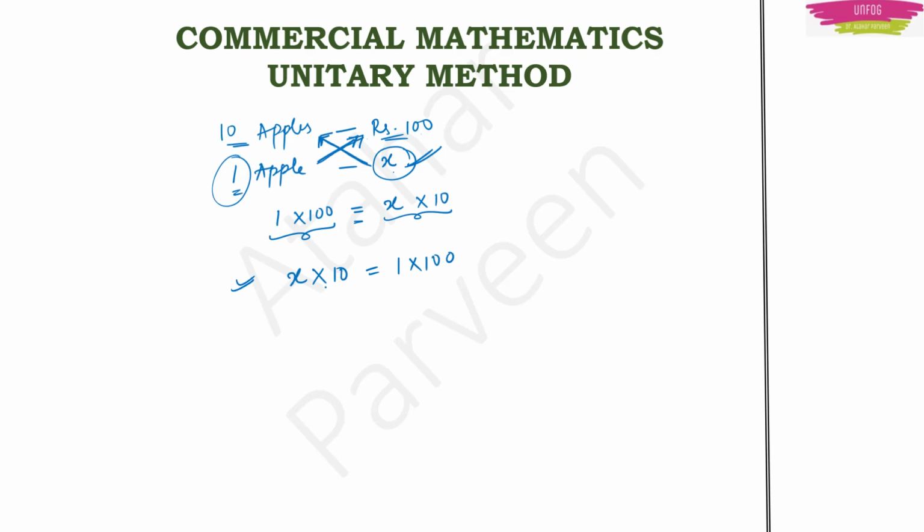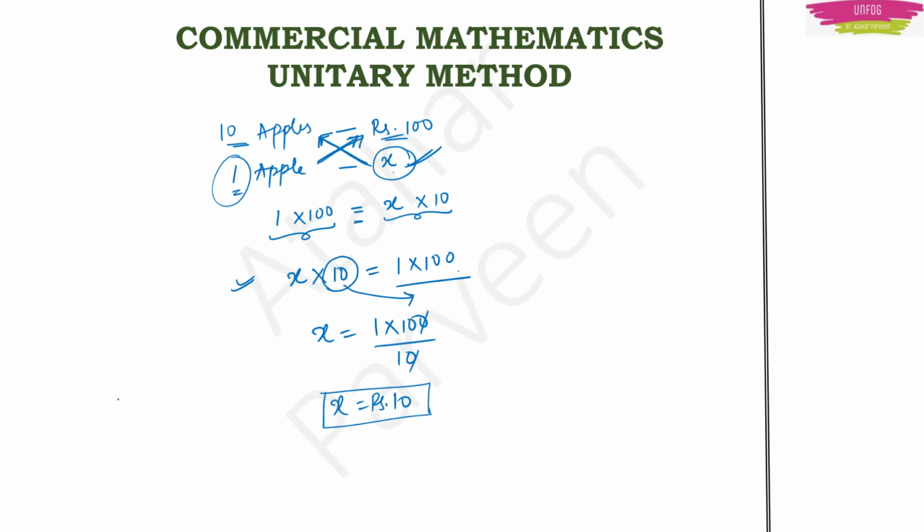Now what you will do? You will put this 10 on the right hand side. To put the 10 on the right hand side, you will make the 10 go in the denominator, isn't it? So x will become 1 into 100 by 10. So your x value will be, 0 will get cancelled, 10. So the cost of one apple became 10 rupees.